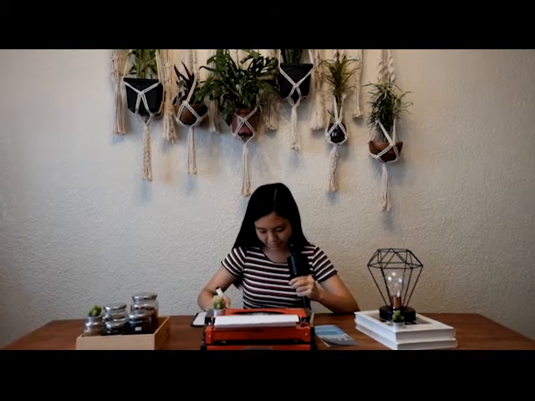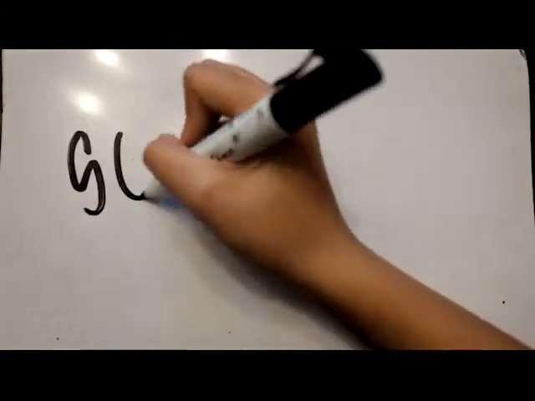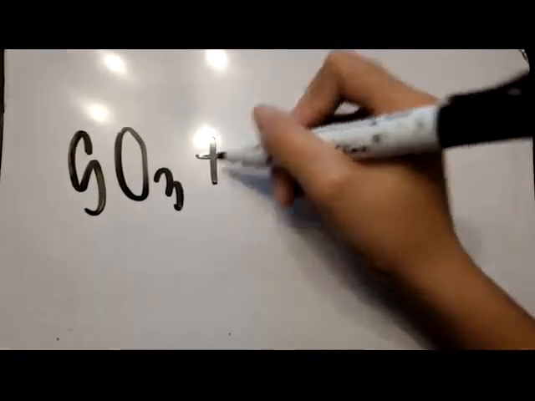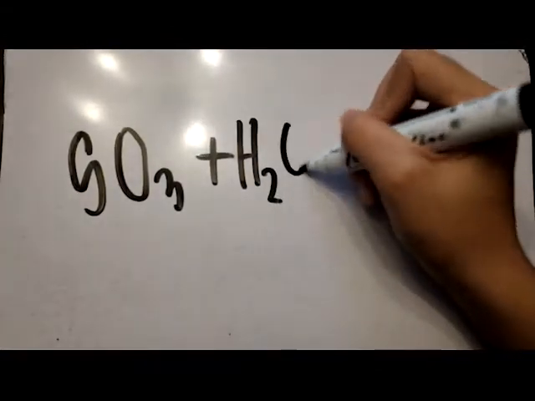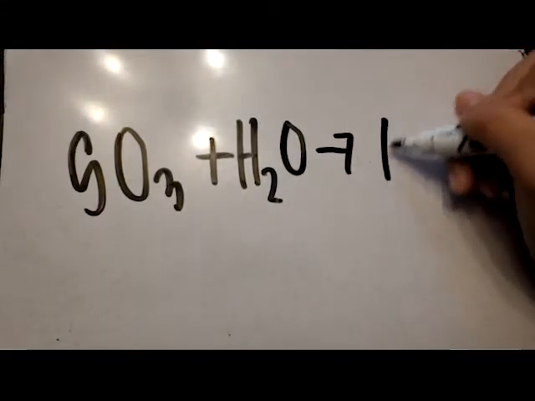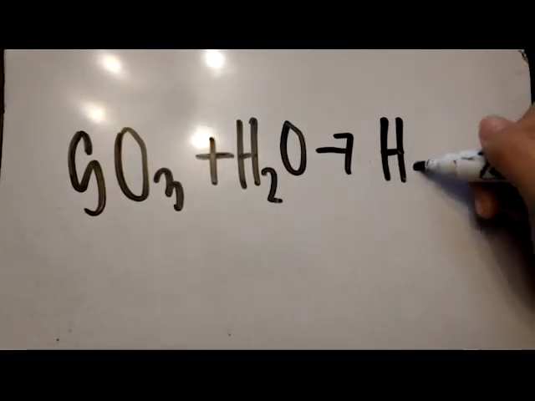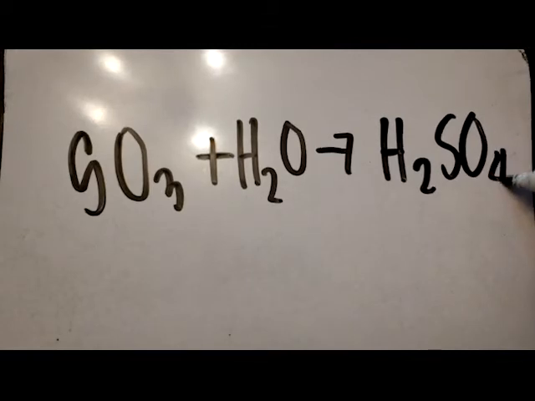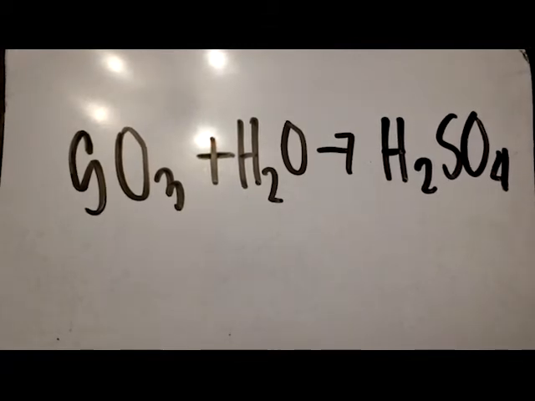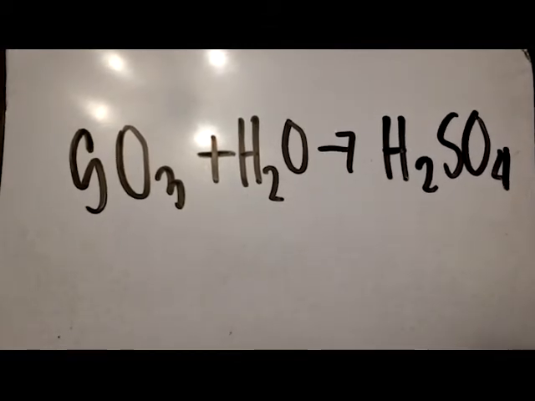and for the last one, we have non-metal oxide plus water with the product of the oxyacids. For example, sulfur trioxide combined with water to form sulfuric acid. The equation is already balanced. That's it for combination reaction.